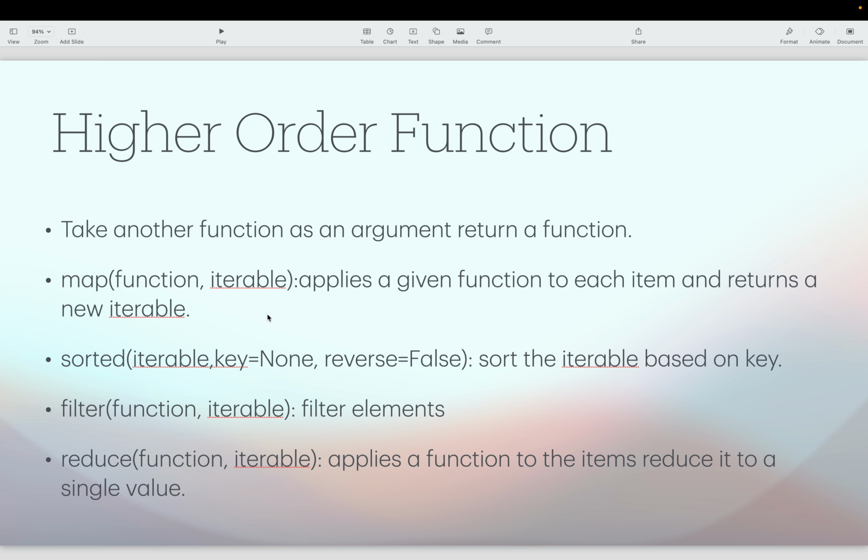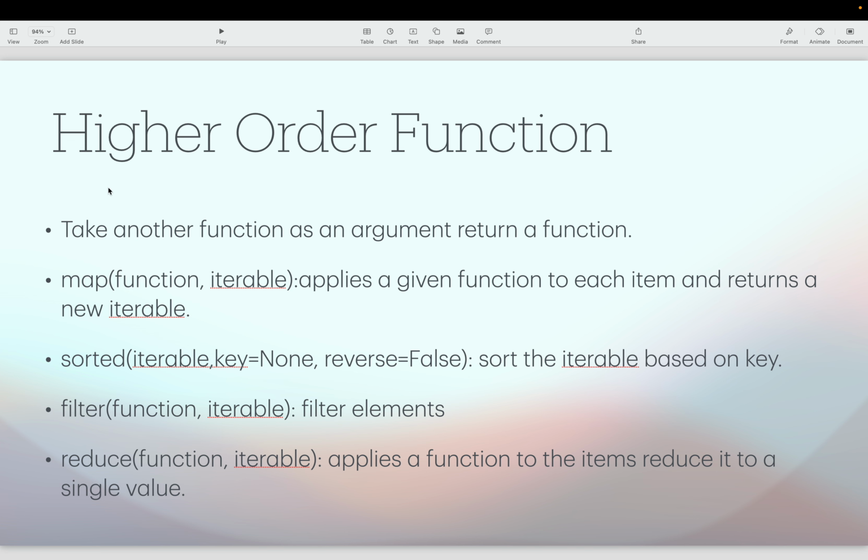Then we have sorted. Basically it is used to sort the iterable based on some key. Sorted is a higher order function only when we use some kind of key to sort, otherwise it's a normal function. If you use a lambda function or any function in the key, then it becomes a higher order function. Then we have filter. As the name suggests, it is used to filter some elements from the iterable. And then we have reduce. It applies a function to each item and then reduces it to a single value.